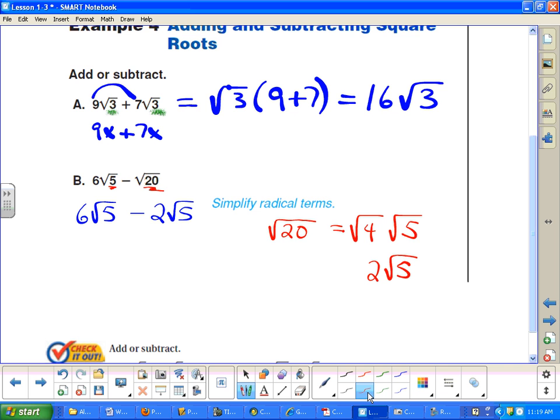Now, are these things the same under the radical? Okay, they are. So since they are, I can now combine the 6 and the -2, and I get positive 4 square roots of 5. So I can add and subtract if they have like radicals. If they don't have like radicals, I can't. But I want to look to see if I can simplify one of them so that they are the same. If I can, great. If not, then we go with it as it is.